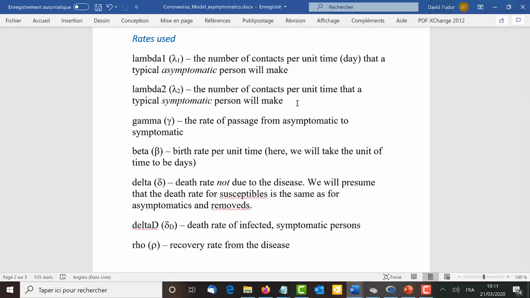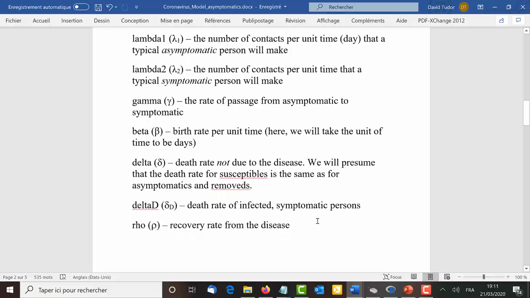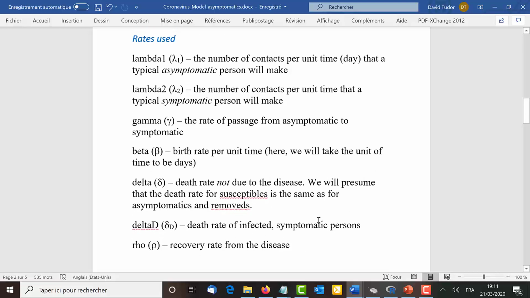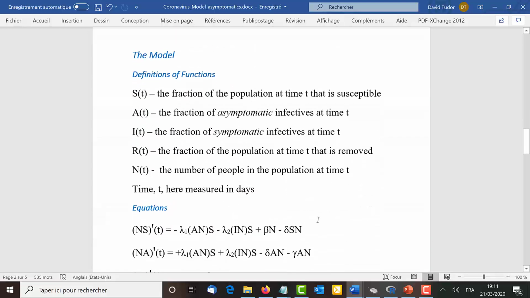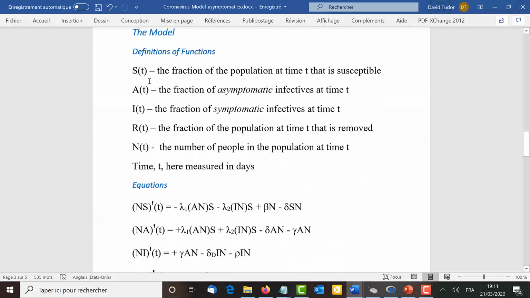Lambda 2 is the number of contacts per unit time for symptomatic people. And then we have the rate of change from asymptomatic to symptomatic, births, deaths due to the disease, and the recovery rate from the disease. So those are our parameters that we have to estimate. The model, as we did before, has fractions S, A and so on, which are fractions of the population. N is the number of people in the population.